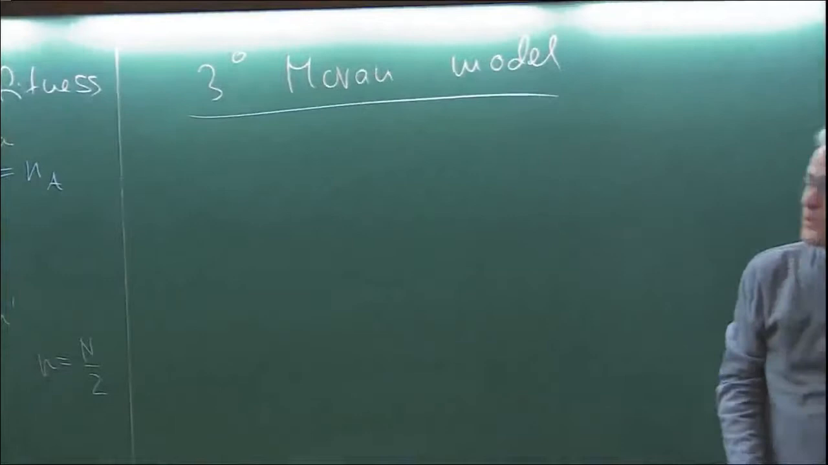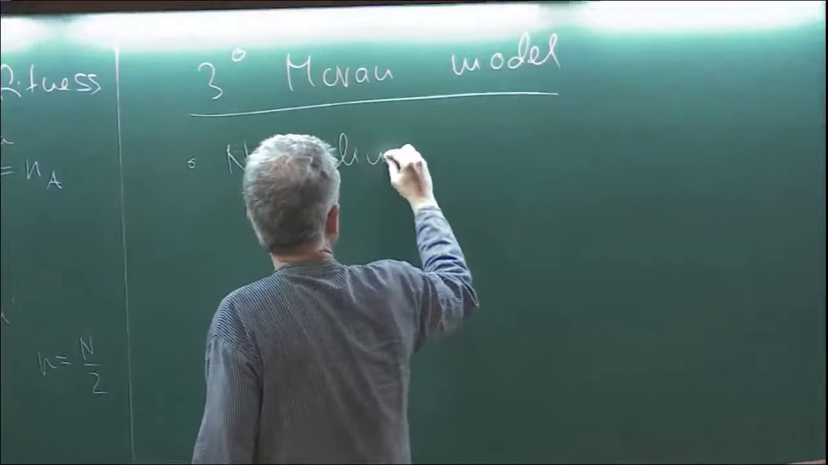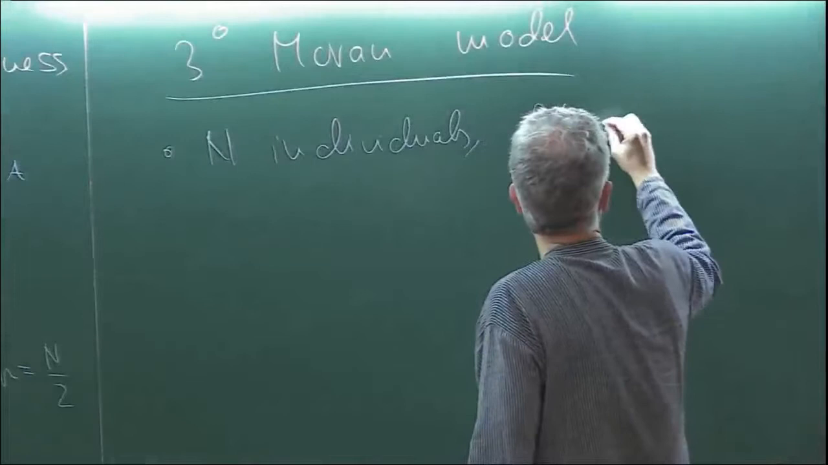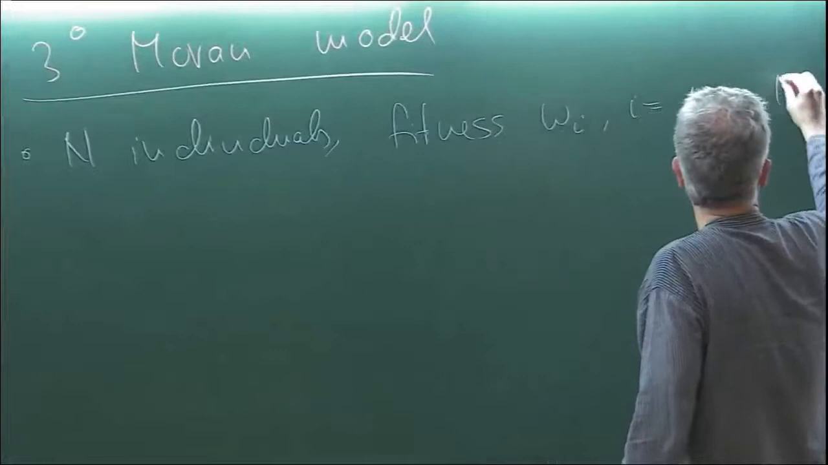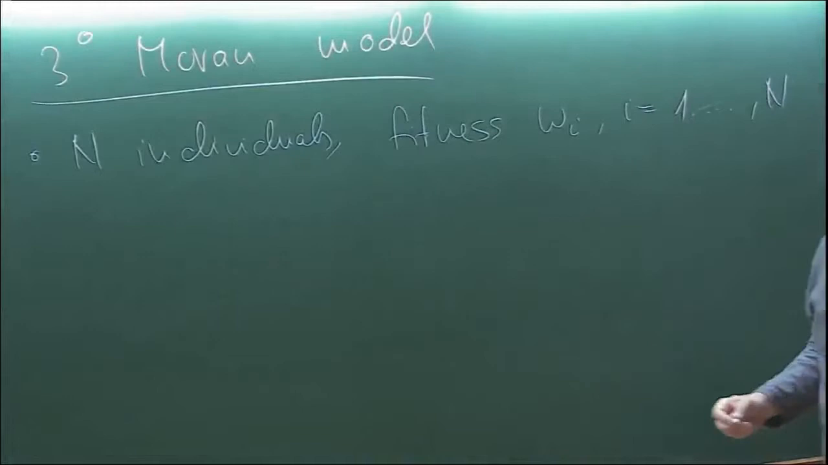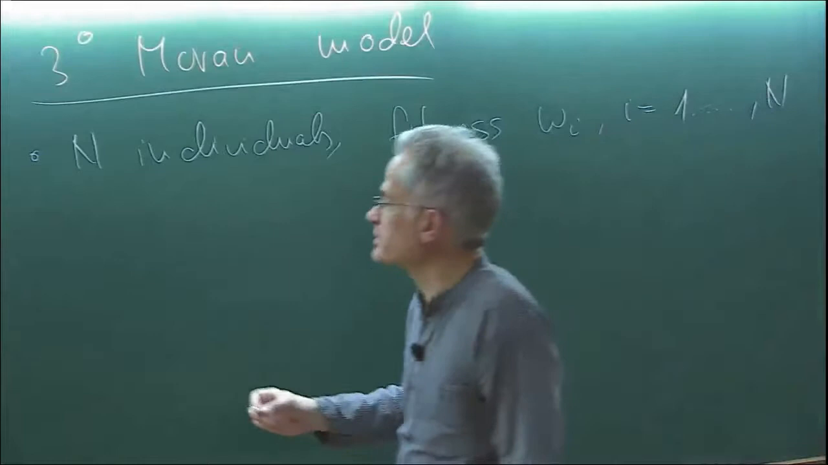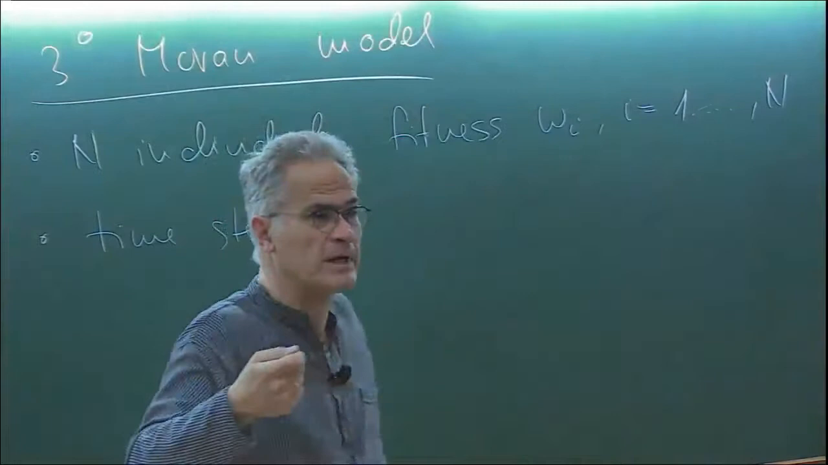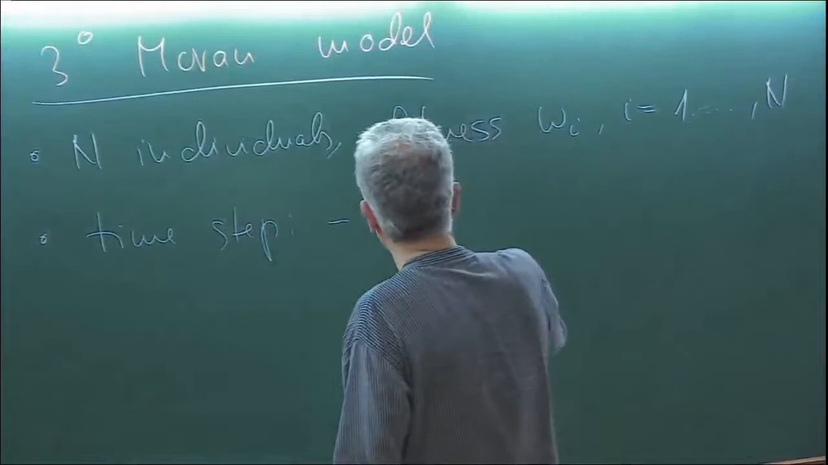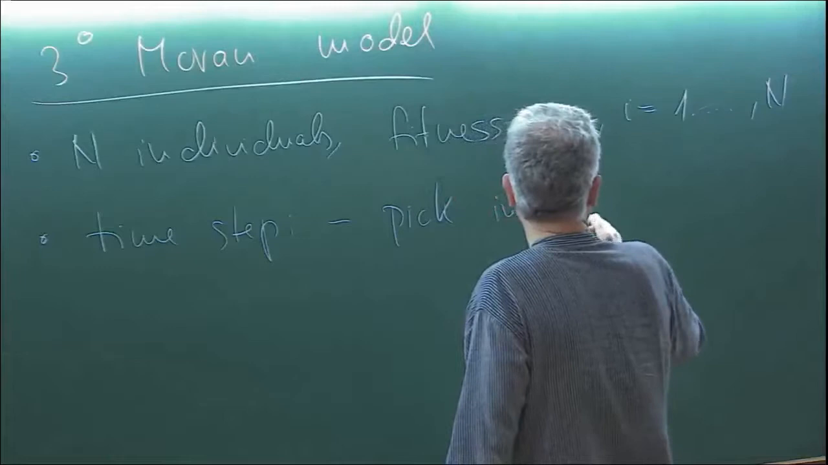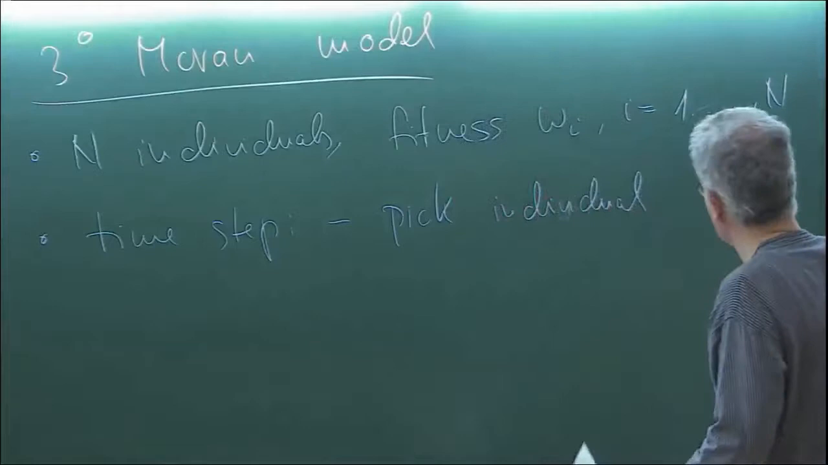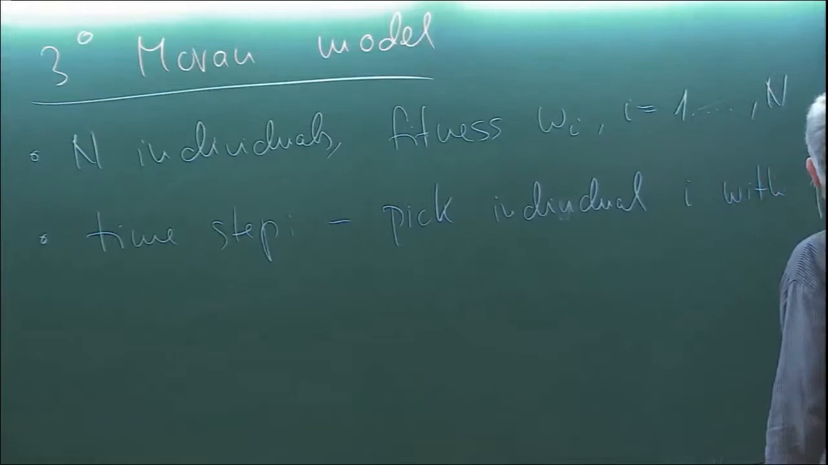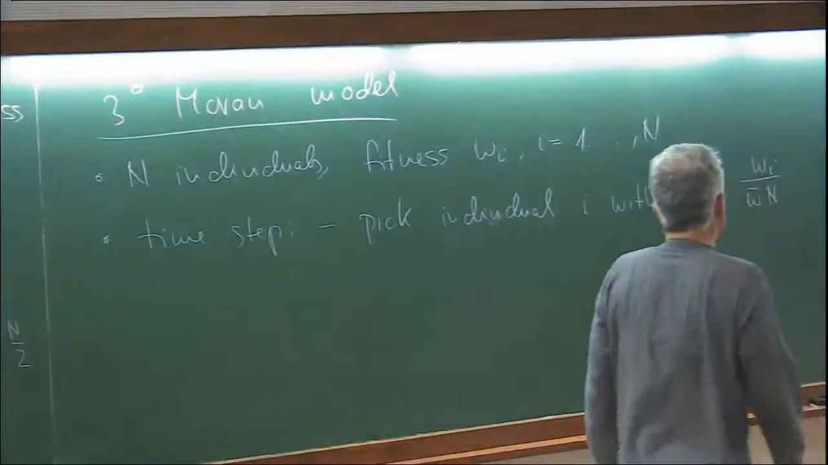So what do we do? We have, again, N individuals, and they are assigned some fitness values. One time step, which is now not really a generation, since in the Moran model the individual time steps are individual reproduction events, consists of the following. You pick an individual i with probability that is proportional to its fitness, and replicate it. So this is a reproduction step.